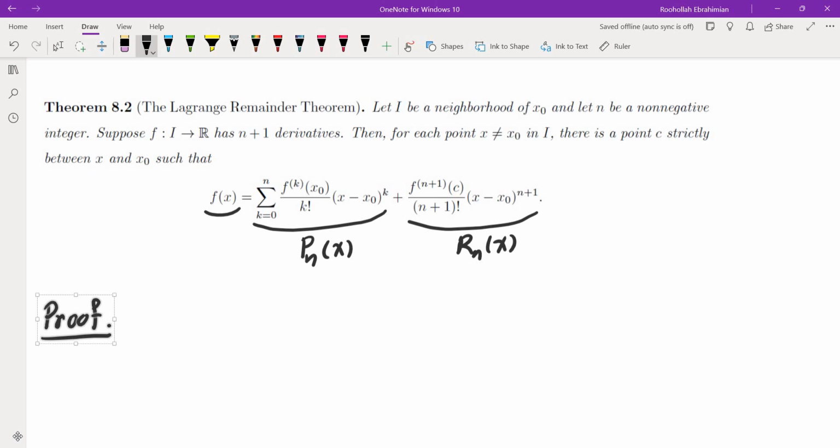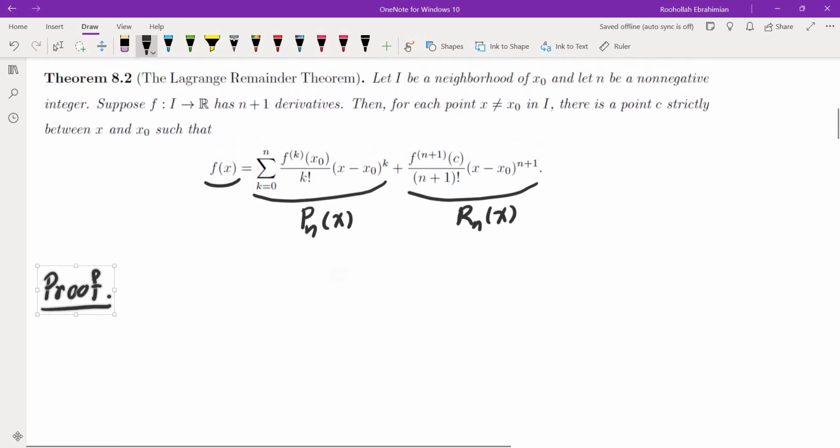Let I be a neighborhood of x naught and n be a non-negative integer. Suppose f from I to R has n plus 1 derivatives. Then, so all we need is that we need to have n plus 1 derivatives. We don't need anything about continuity of f^(n+1). Then for each x not equal to x naught in I, there is a point c strictly between x and x naught, such that f of x is equal to the Taylor polynomial plus f^(n+1) of c divided by n plus 1 factorial times x minus x naught to the power of n plus 1.